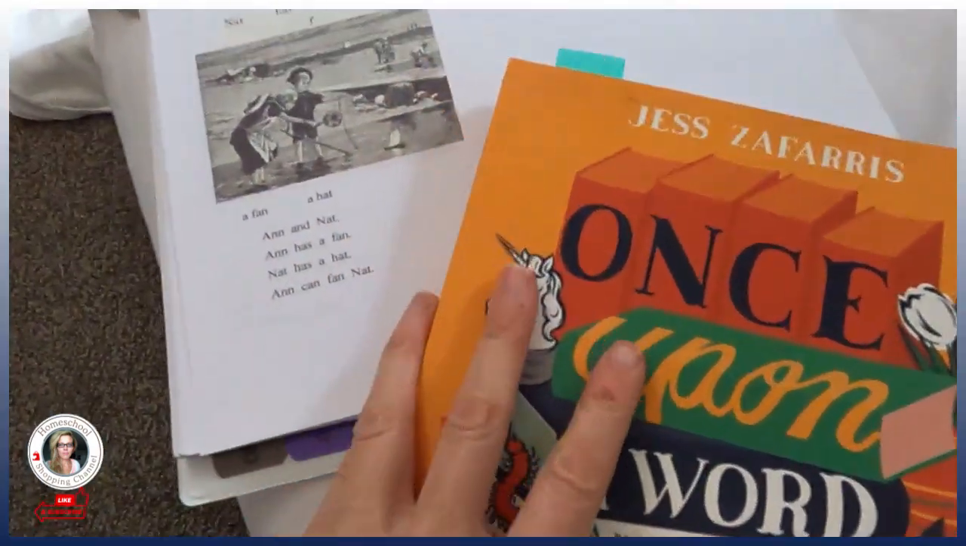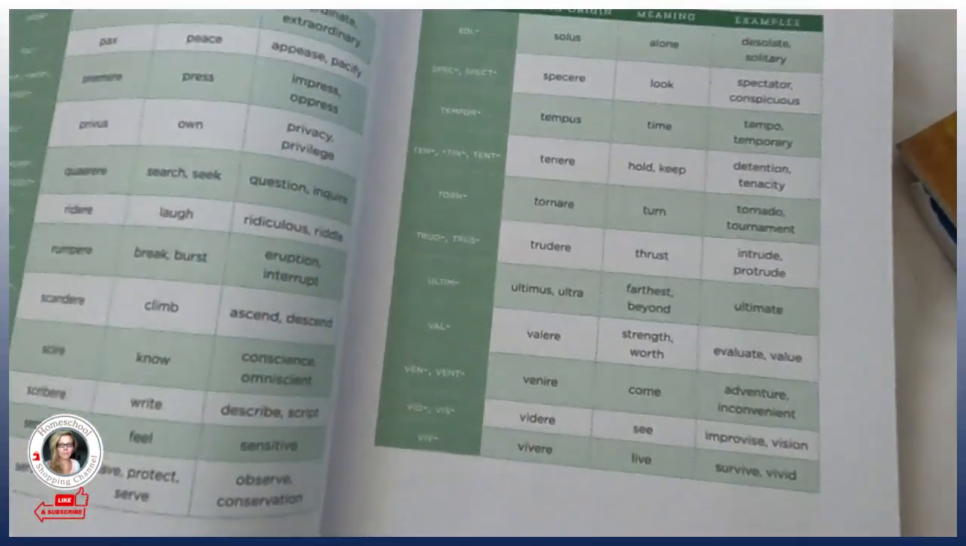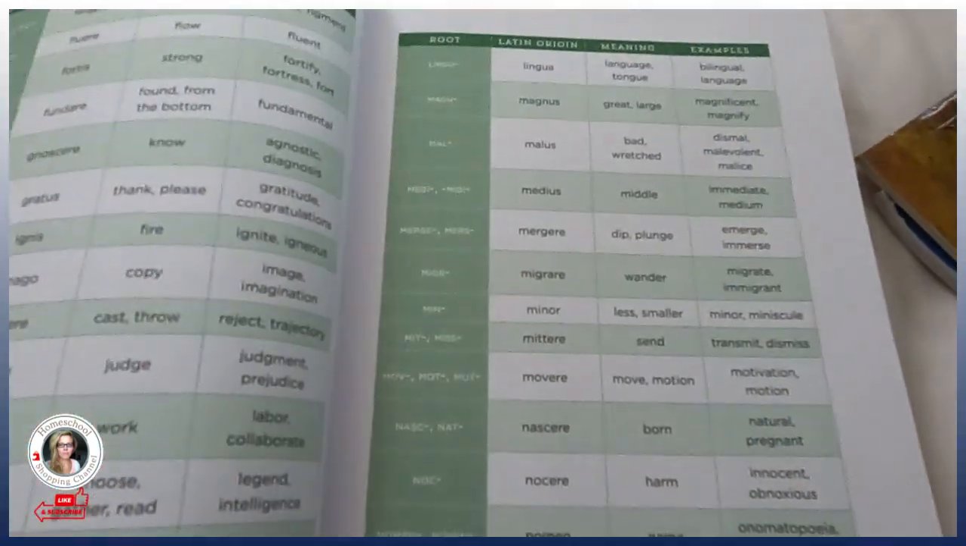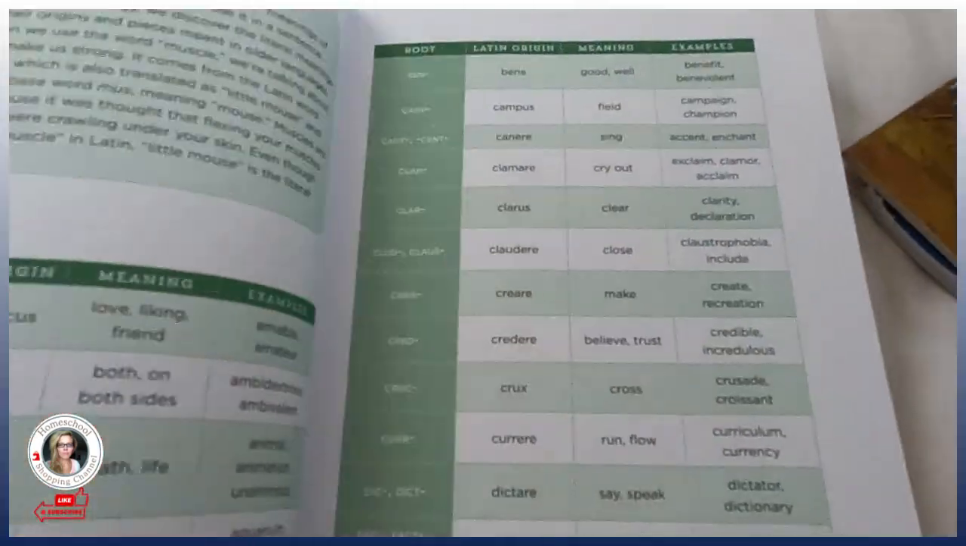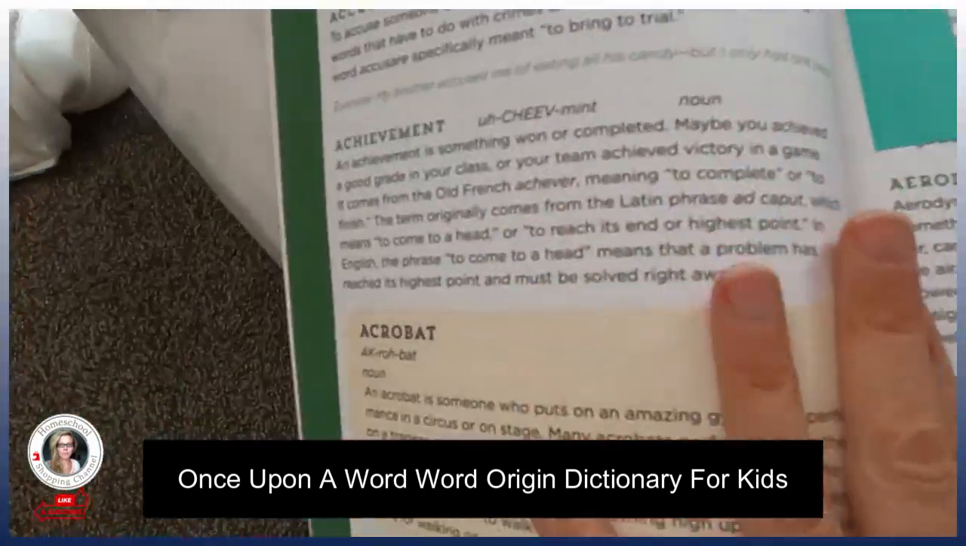Let's look at our product of the day. I got a couple for you today. This one is Once Upon a Word Origin Dictionary. The first part is the root of words, which might be interesting to some people. It is not interesting to me, in case you're wondering. However, this is what I like. I like accuse, achievement. You could just do a word a day.